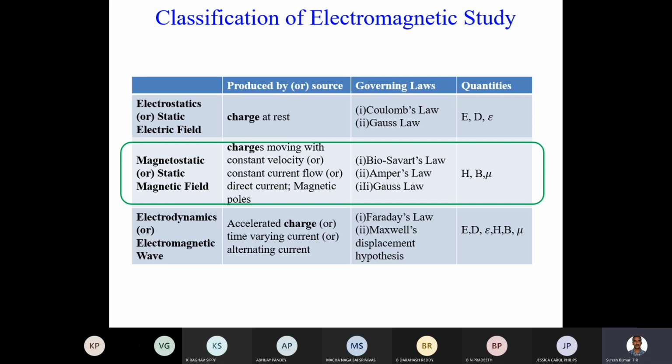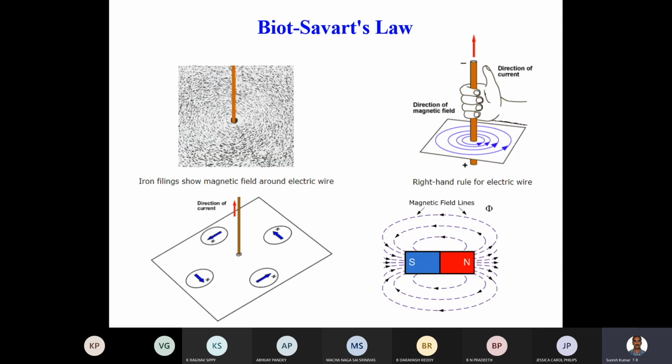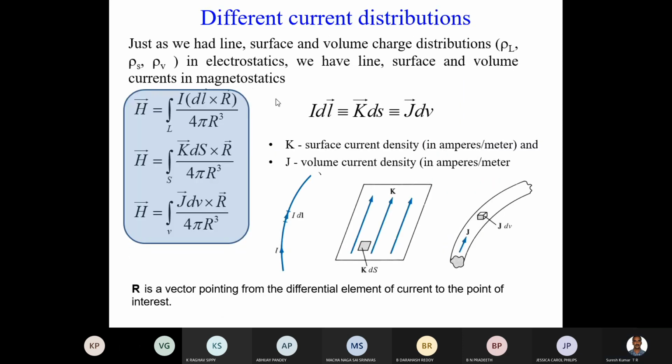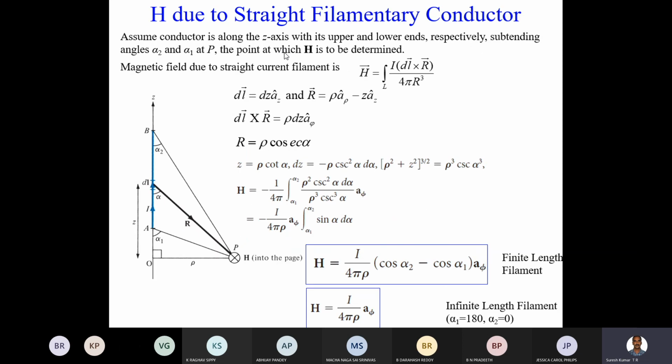In magnetostatics, the source element is moving charges or current, charges moving at a constant velocity, which we can call a DC current. It may be a line current, surface current or volume current. Depending on the source, you need to consider line current density, surface current density or volume current density.